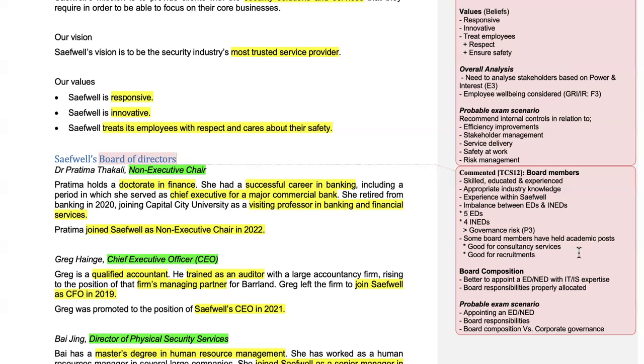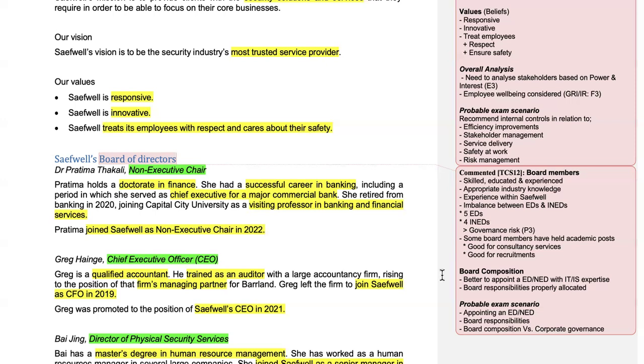And some board members have held academic posts, which is good for us because when it comes to providing consultancy services, when we have academics on board, they are in a position to design training sessions as well as consultancy sessions because they understand how to educate someone or how to conduct training initiatives. And this is good for recruitments as well, because based on the recommendations of board members, we can recruit appropriately skilled and educated individuals from universities in which these individuals were teaching. So all these things are positive. I've highlighted a negative element as well.